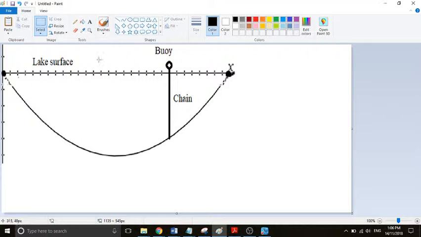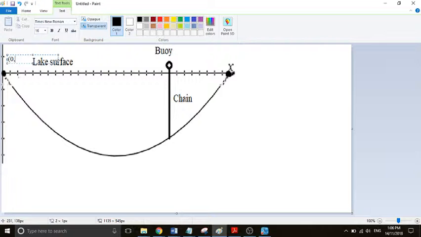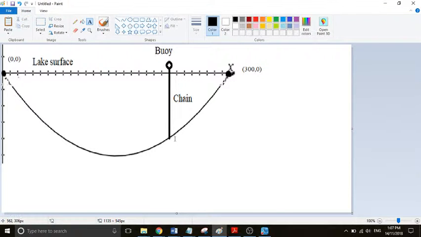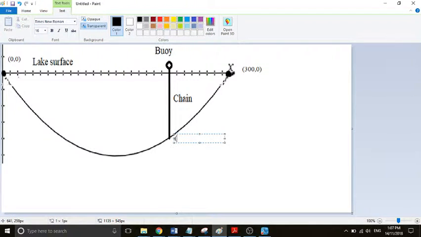All right, so we've got this thing. We've got 0 and 0, and 300 and 0 there. And then here, we were told that it's 200 meters from the leftmost edge, and the chain is 45 meters. So if we're here at 200, and this is 45 meters in length, then here we must be at negative 45. So that's what we've got there.